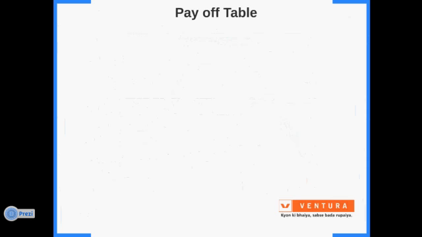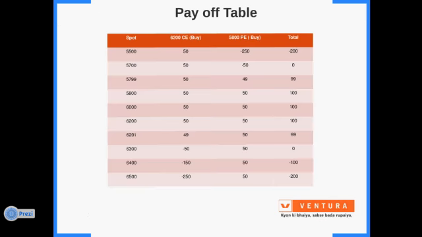Here's a look at the numbers behind the graph. As you can see here, we have two break-even points. The lower one is at 5,700 and the upper one is at 6,300. Between 5,800 and 6,200, your profit is fixed at 100, which is the highest profit that you can earn. Once the price goes below the lower break-even or above the higher break-even, you stand to lose to the extent the price goes beyond these.